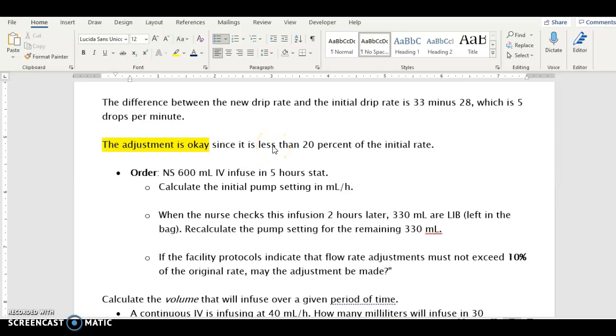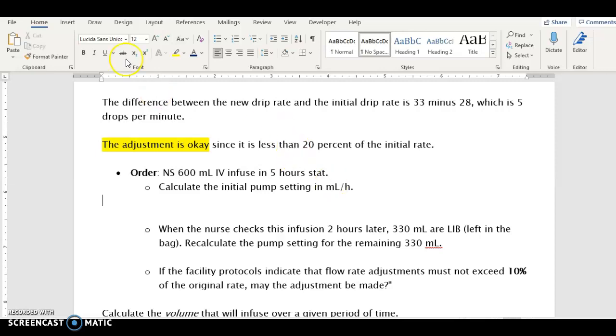Let's go ahead and look at another flow rate adjustment problem. So we have an order for normal saline, 600 milliliters, IV to infuse in 5 hours, stat, which means immediately. Okay, so let's go ahead and calculate the initial pump setting in milliliters per hour.